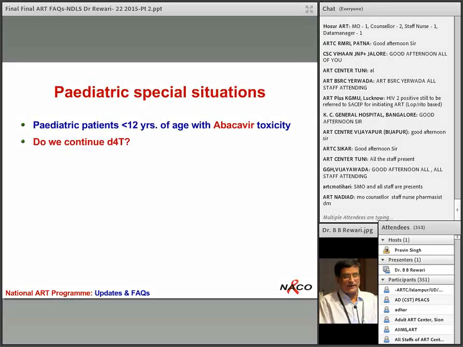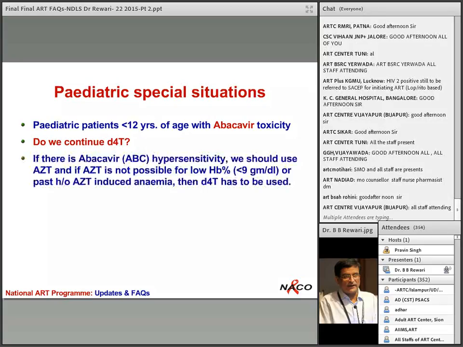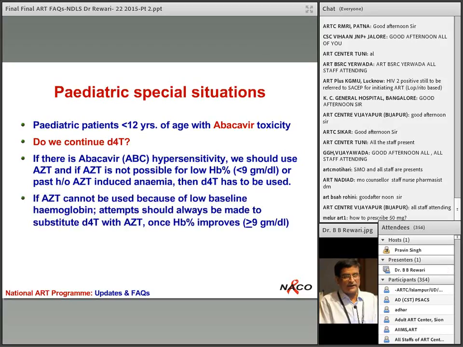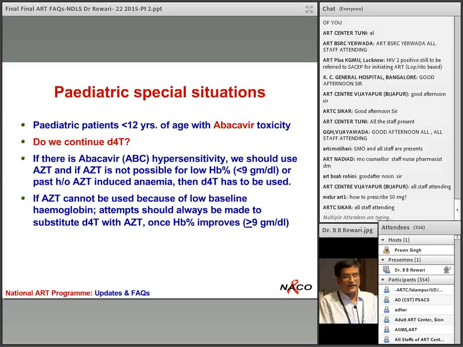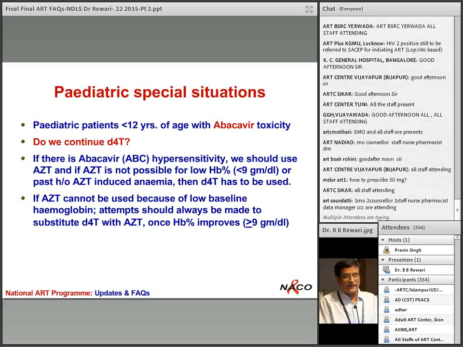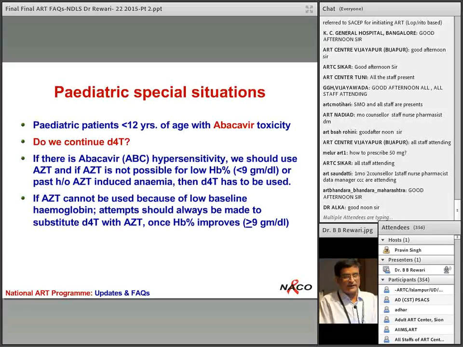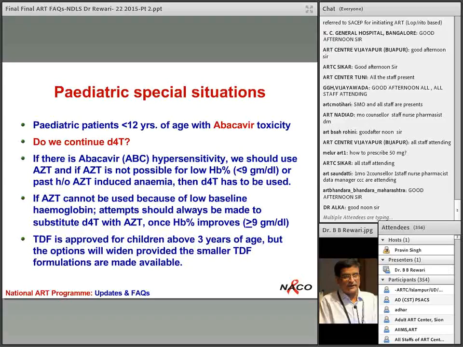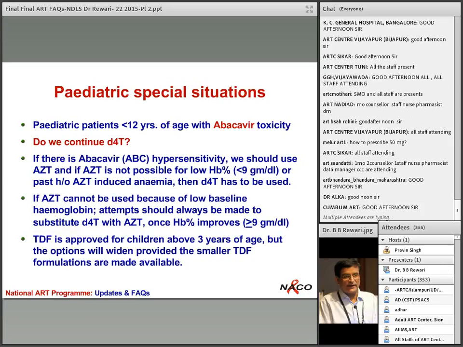Special situation, children less than 12 years where tenofovir cannot be used, abacavir toxicity, what we should do? Basically, if there is abacavir hypersensitivity, we should use AZT. But if we can't use AZT because hemoglobin is low, then basically we should use D4T. But again, this D4T should be changed with AZT as hemoglobin improves. In near future, we will have the smaller, suitable formulation of tenofovir for children. Then this can be used in all cases.